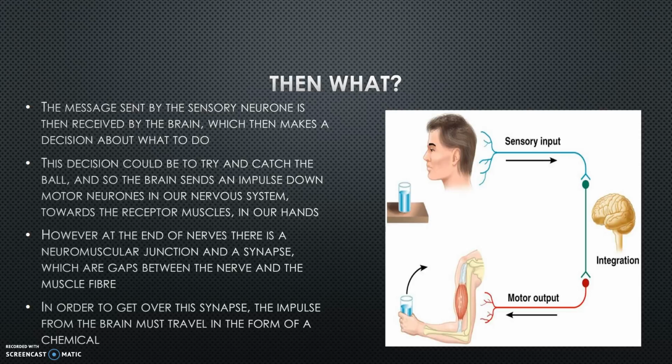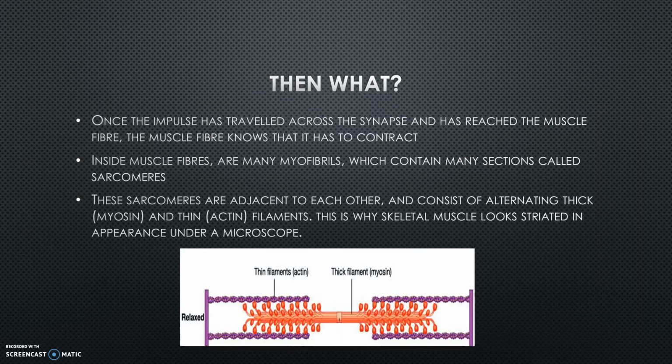So in order for the impulse to get over the synapse, it has to travel in the form of a chemical. And then once that impulse has made it across, the fiber knows, okay, I've got to contract.